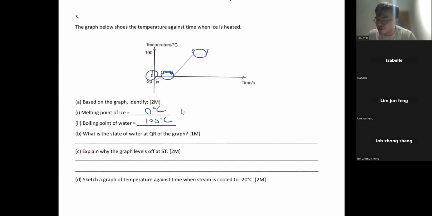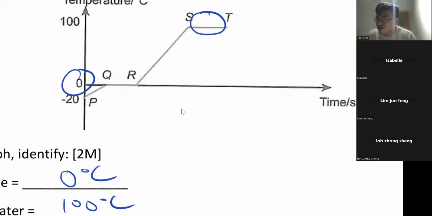All right. So what is the state of water at QR? When water is melting, what state is it in? When you have a cup of ice that is melting, what state is it in?